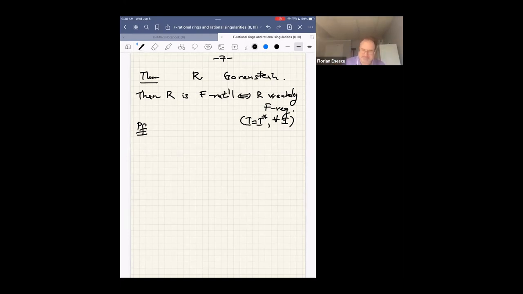We can localize here and we can assume that R is local. The reason is that weak F-regularity can be checked locally in the presence of Gorenstein. You can localize at the maximal ideals. So we're using Gorenstein there. Using that reduction, we can assume that the ring is local and Gorenstein. So let's show that every ideal is tightly closed.